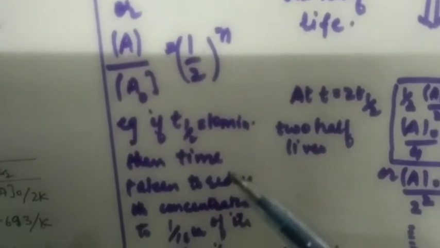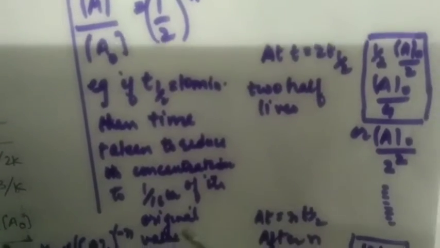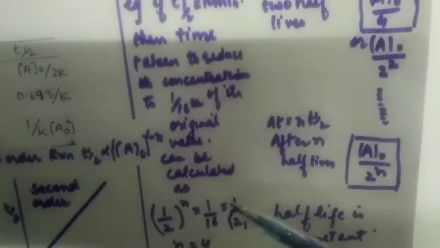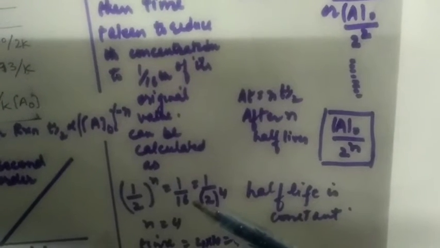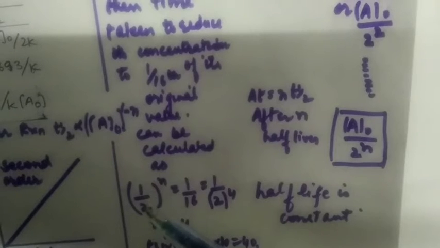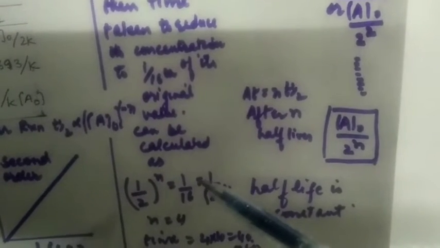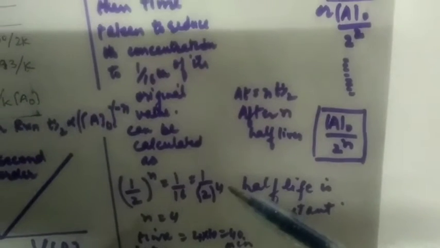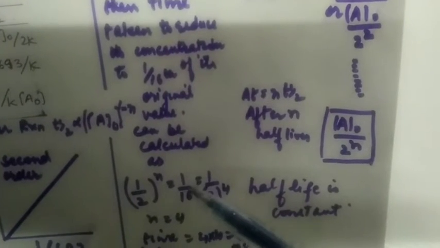taken to reduce the concentration to 1/16 of its original value can be calculated as half raised to power n is equal to 1 by 16. So equating, we get 2 raised to power 4 will become 16. So we get 1 by 16 is equal to 1 by 2 raised to power 4. That means after 4 half-lives, the concentration becomes 1 by 16.